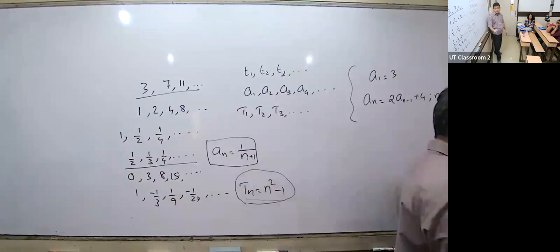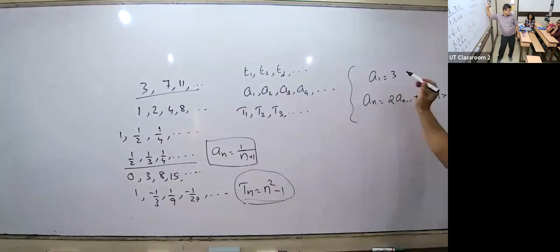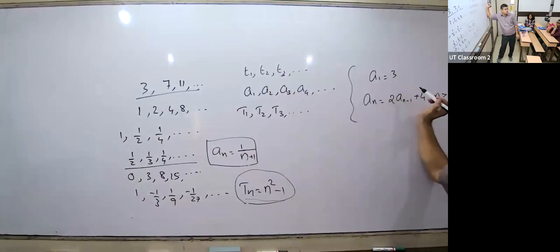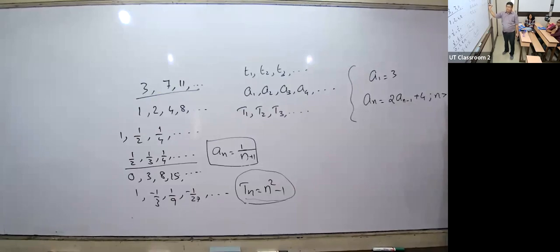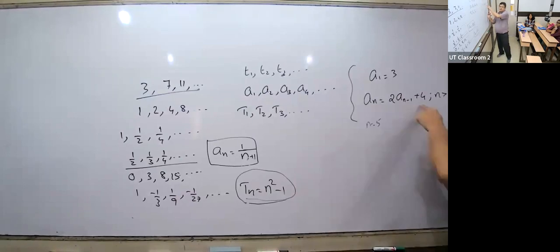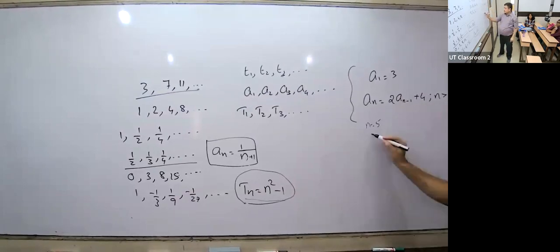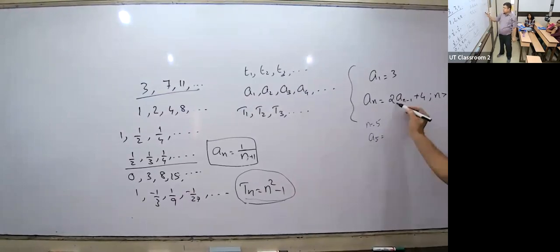This sequence is given by A1 is equal to 3. What do you mean by A1? First term. First term is how much? 3. When n is greater than 1, an is equal to 2 times an minus 1 plus 4. Means if n is equal to 5, replace n with 5 and see what you get. A5 is equal to 2 times A5 minus 1, that is A4 plus 4.